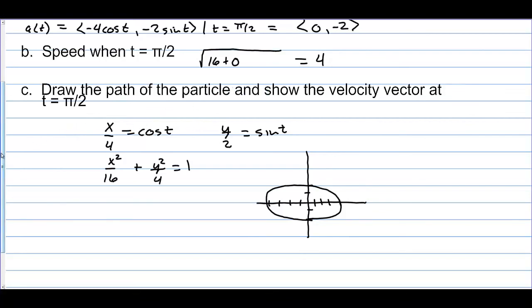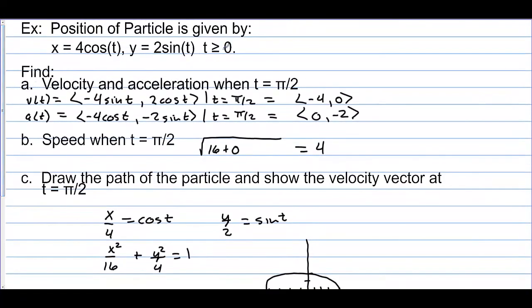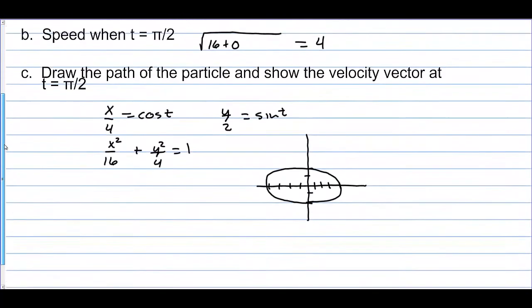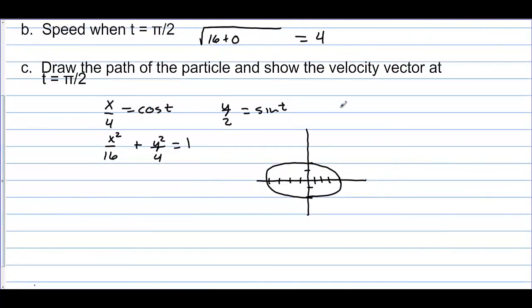So let's see where this actually starts. We're starting when t is 0. So when t is 0, x is equal to cosine of 0 times 4, which is 4. And y is equal to 2 times the sine of 0, which is 0. So we have the point 4, 0 when this thing starts. So it starts right here.